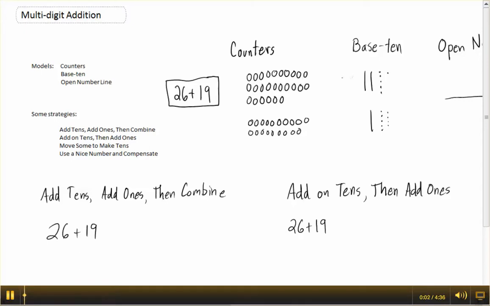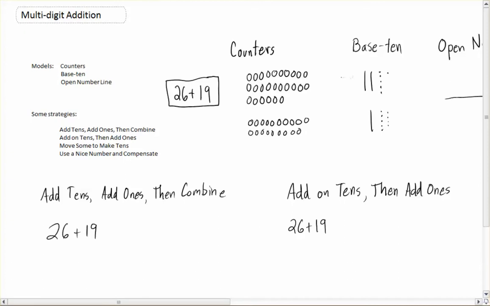Hi, this video is about multi-digit addition, both the models that students can use to do this and some strategies. Three models that are common for students to use to understand multi-digit addition: counters, which we've seen before, base 10 models, and a new one, open number line.